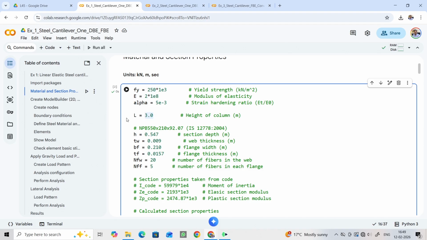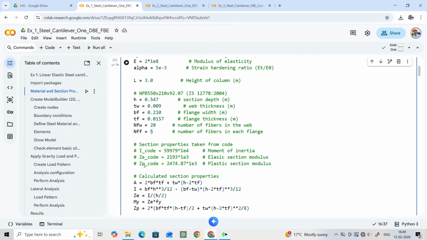The length of the cantilever is 3, and H is the depth of the cross section, TW is the thickness of the web, BF is the width of the flange, TF is the thickness of flange, NFW is the number of fibers in the web, NFF is the number of fibers in each flange. Go back to that lecture where we discussed moment curvature response of this cross section. There we have already defined this.